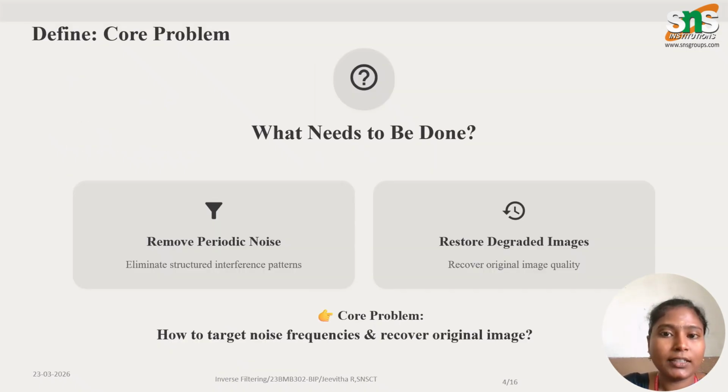Now let us define the core problem clearly. We need to remove periodic noise and restore degraded images. So the challenge is how to remove specific noise frequencies and recover the original image. This leads to two approaches. Target the noise directly, which is the notch filter, and reverse the degradation, which is the inverse filter. So the problem is divided into two solution paths.